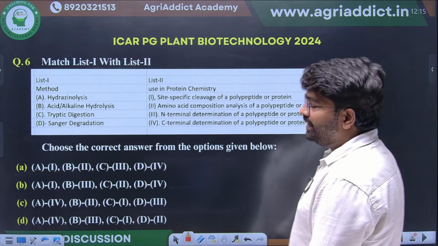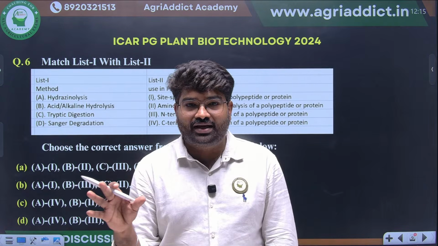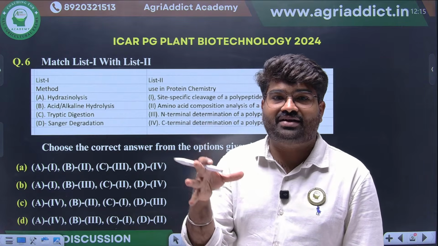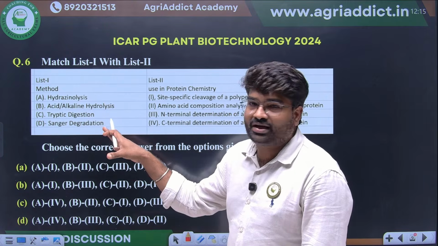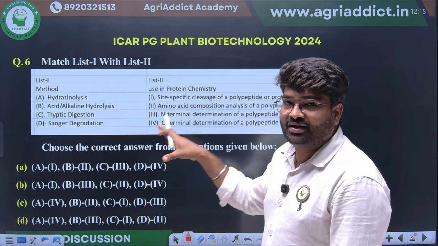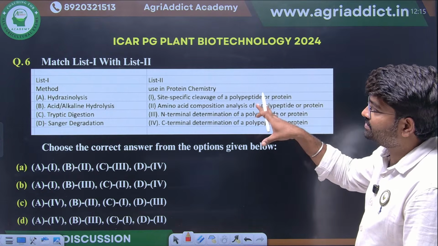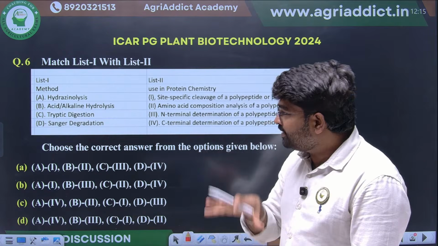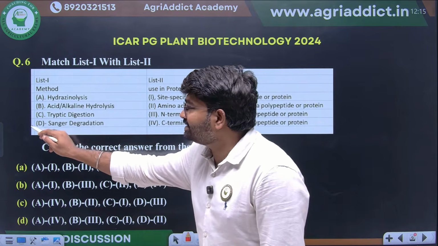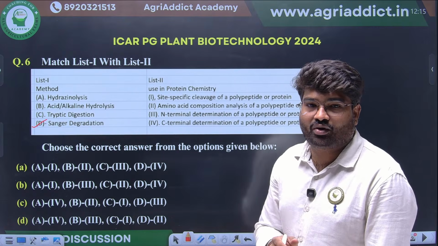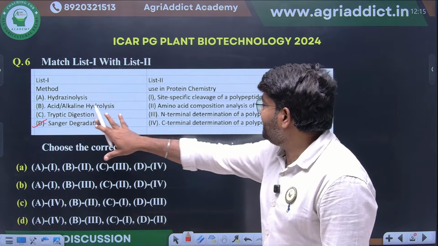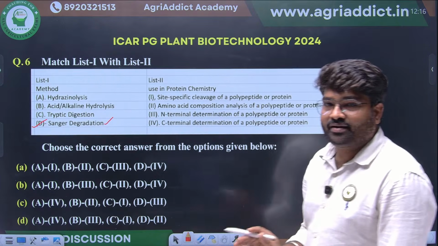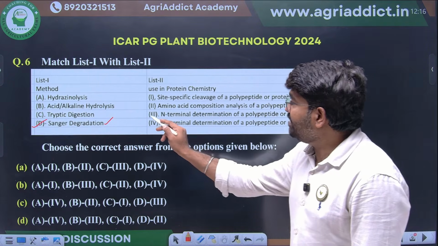Okay. Here is another matching question. They have given different protein sequencing techniques, like Sanger sequencing, and asked what is the major chemistry of each. Among these we are very familiar with Sanger sequencing. Sanger degradation, what will it do? From Sanger degradation, we can determine the N terminal of the amino acid.